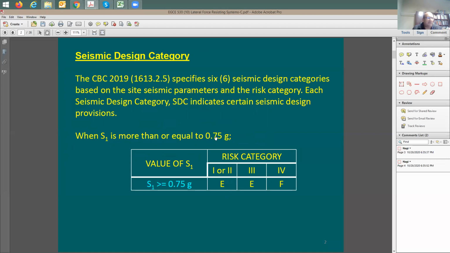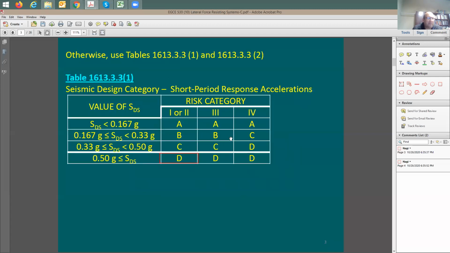So if this is 0.75 G and you have an office building, you just say my size design category is going to be E. That's it, you're done. You don't need to continue. But if it's less than 0.75 G, you need to go through these two tables and find out the designation for the size design category, and then you pick the highest of the two. So for example, D is higher than C, higher than B, higher than A. This is the way it works.